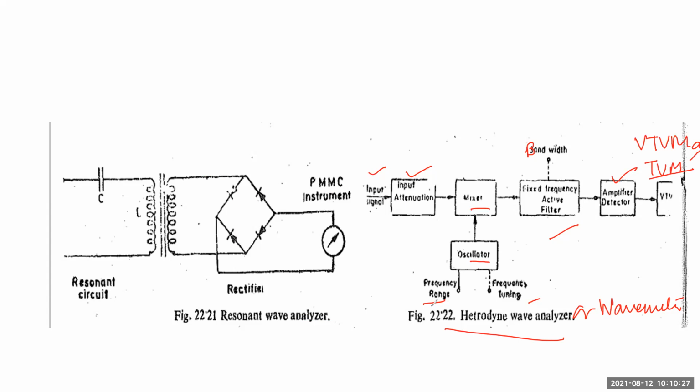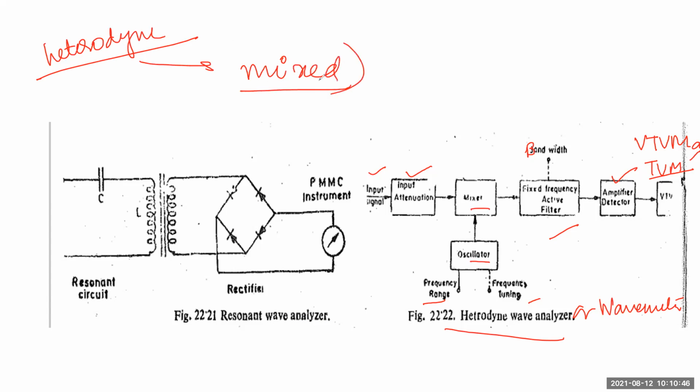The last block is the VTM or TVM, which I told you about, called the VTVM, whatever. Now remember, this is the output of the variable frequency oscillator. What is the meaning of the word heterodyne? Heterodyne means mixed. That means the output of this variable frequency oscillator is heterodyned, or mixed, successively with each harmonic of the input signal.